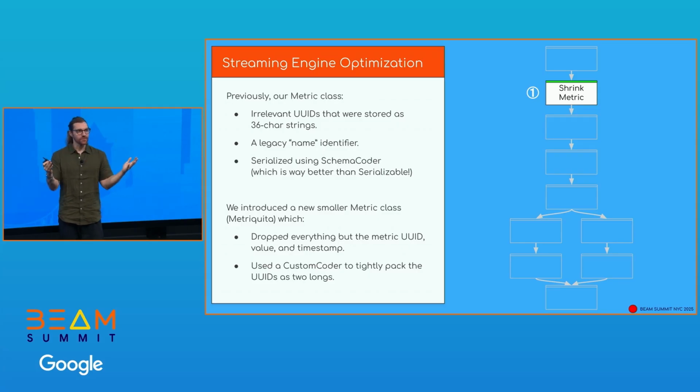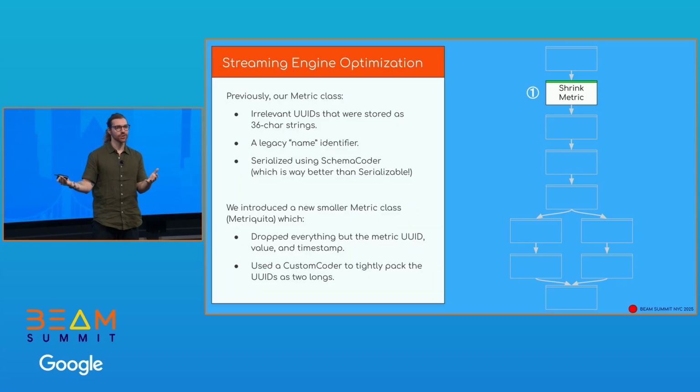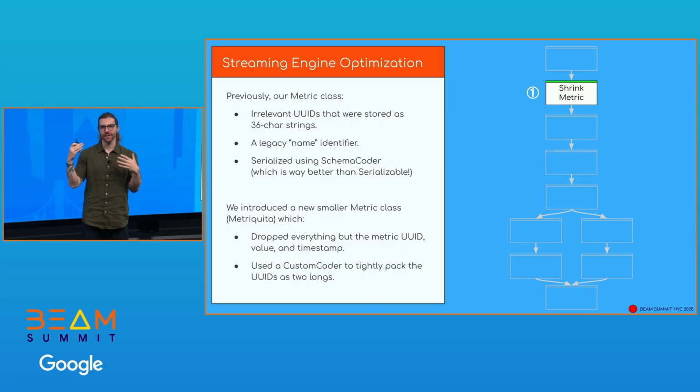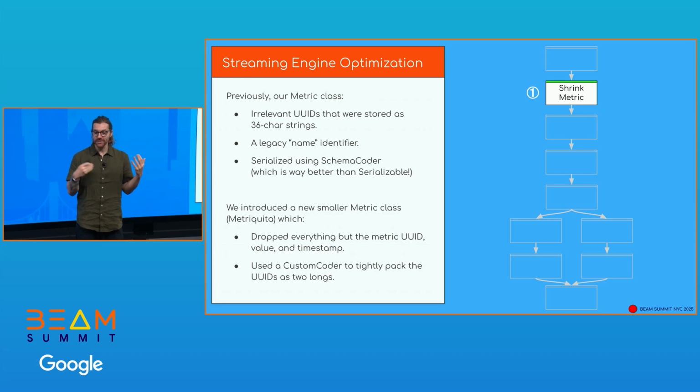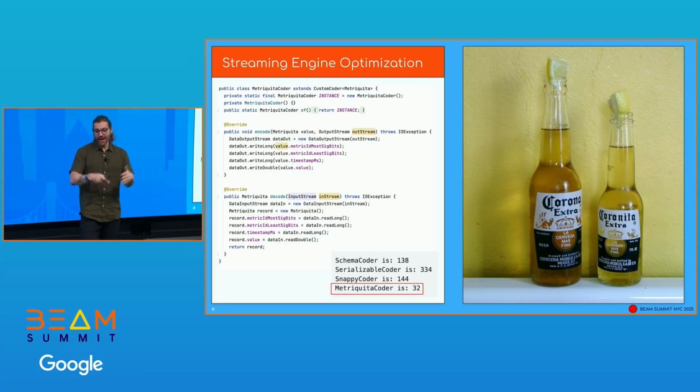looked at the original metric class. There were these irrelevant UUIDs that were being stored in 36 character formats, so that's 36 bytes instead of being 16 bytes for a UUID. There was a legacy name identifier. There was just a bunch of additional stuff in there, and we were serializing it using the schema coder. What we did instead was we introduced a new class that we would transform it into, which would just drop everything but the metric ID, the value, and the timestamp. And then also, we would use a custom coder to pack it as small as possible. And that really paid off.